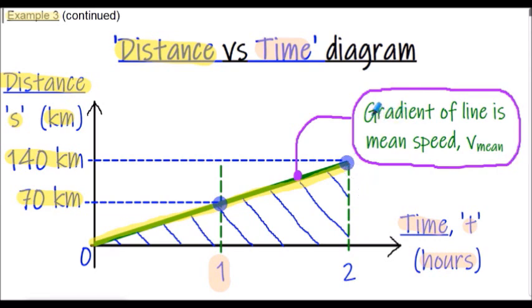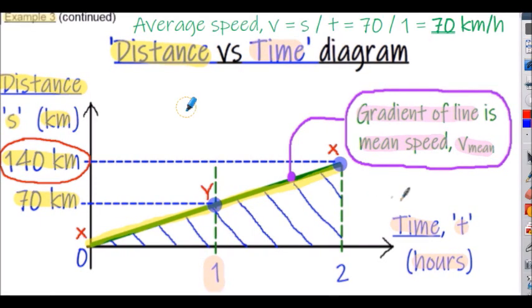Note the gradient of the line here is actually the mean speed in this case, denoted V mean. That's the average speed. So we can clearly see from this distance time diagram that the total distance travelled was 140 kilometres from station X to Y and then from station Y to station X. And note for reference for the value stated in the diagram below, the average speed calculates to be 70 kilometres per hour.